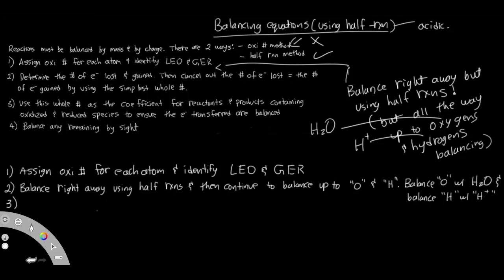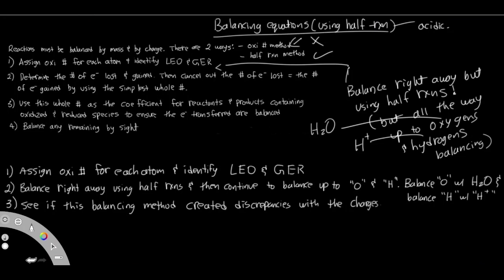And then step number 3, we have to observe if this balancing method that you've been doing up to step number 2 created discrepancies with the charges, because now the charges are going to be all messed up. You're going to have cations on one side and maybe even anions on the other side, or you can have both on either side, and so it's going to really mess up the charges. When you have a mess up of charges, this is when we start dealing with the electrons.